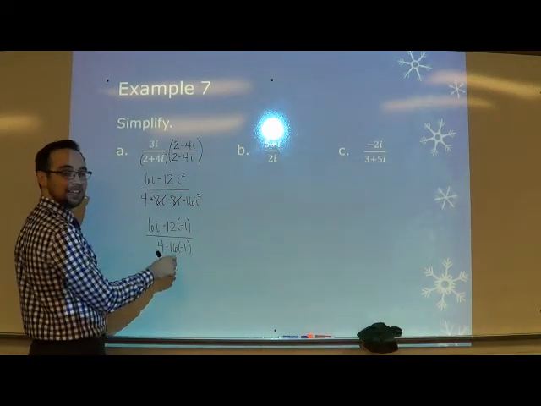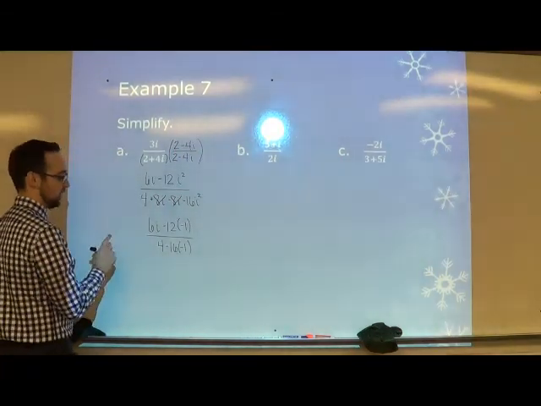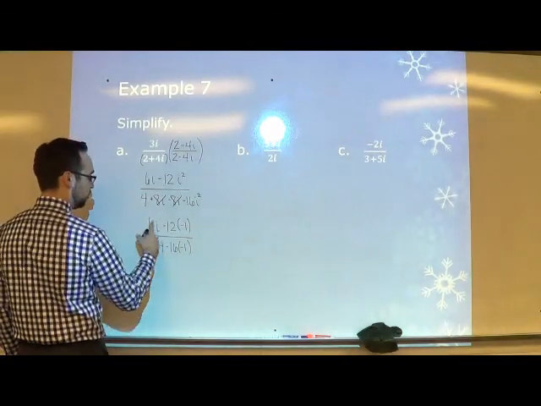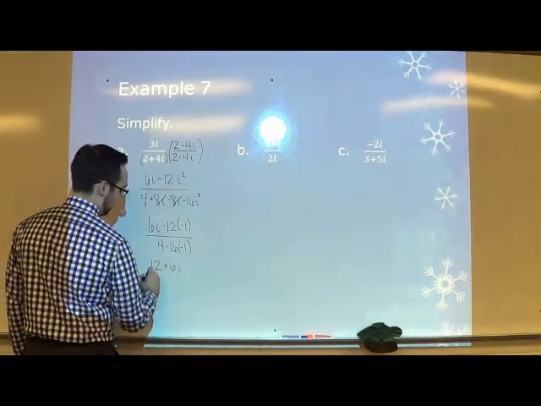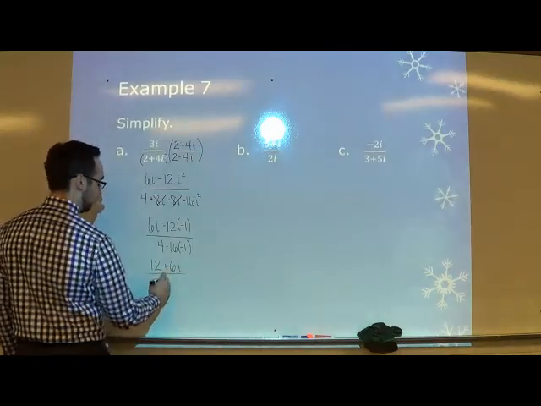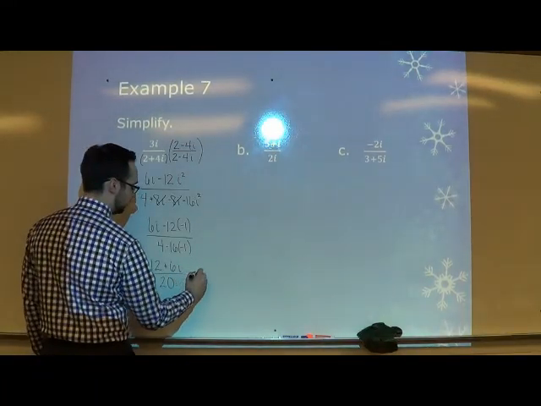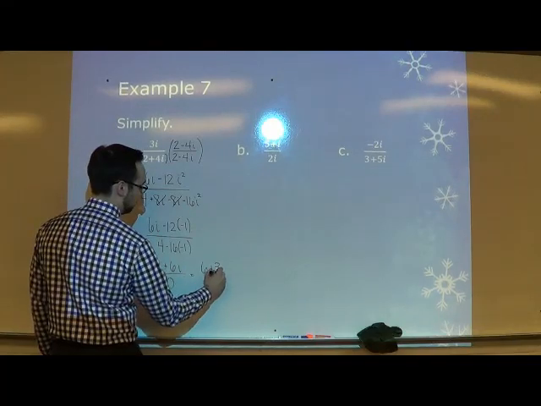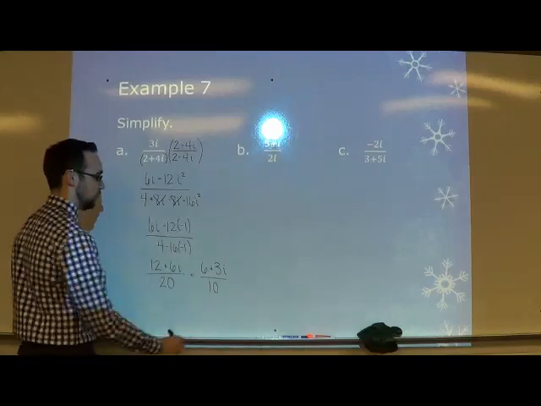Notice what we did. We eliminated the i's in the denominator. That's our goal. We eliminated the i's in the denominator. So in the numerator, I now have 12 plus 6i. In the denominator, I just have 20. I can reduce all of these by dividing by 2. So we have 6 plus 3i all over 10. And that would be my final answer.